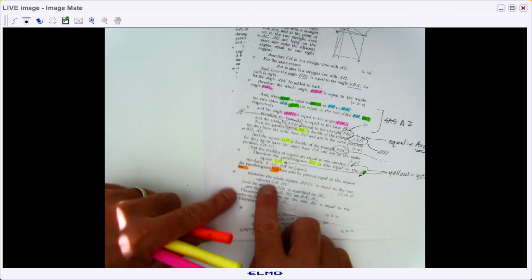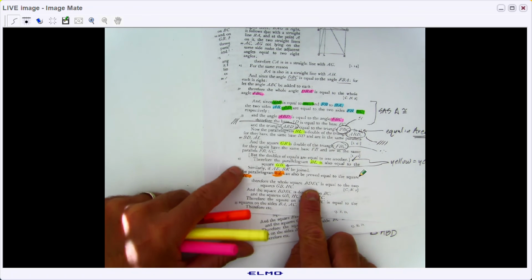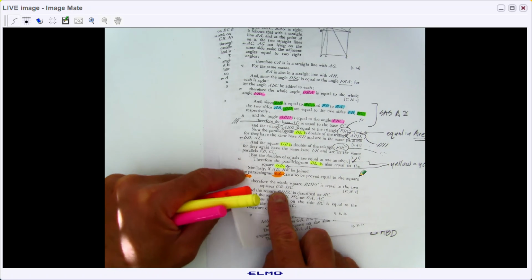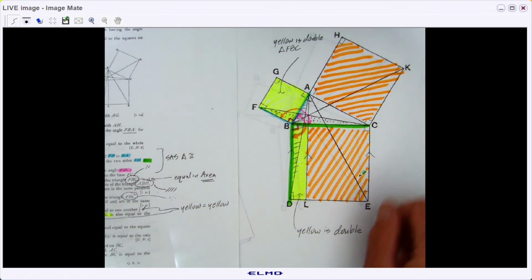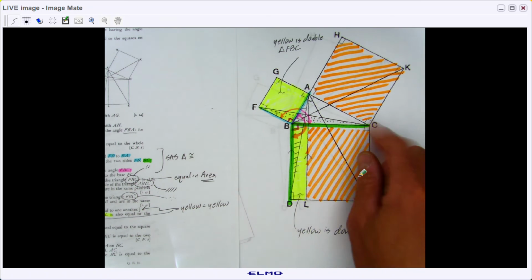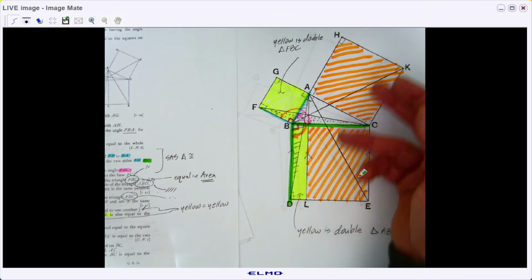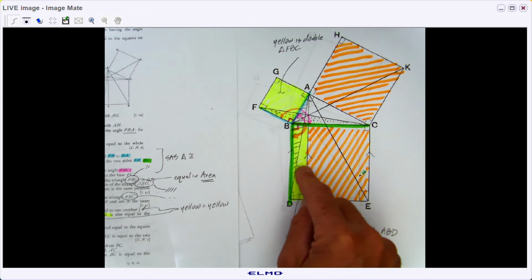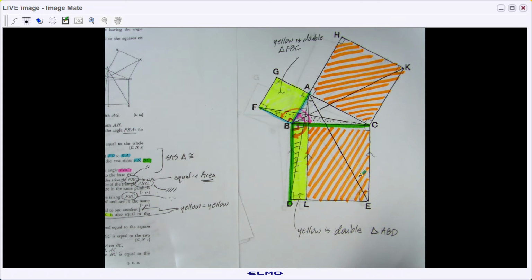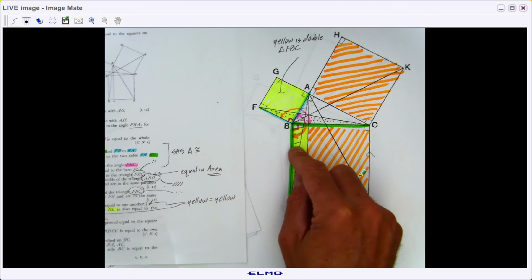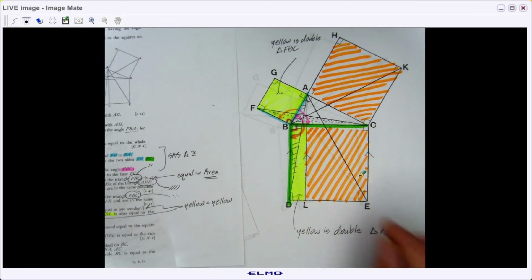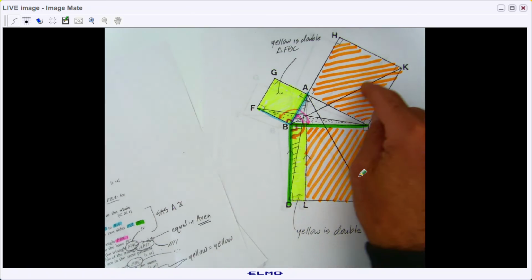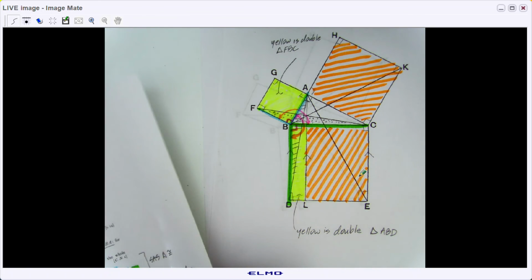So he says in the very end, therefore the whole square BDEC is equal to the two squares GB and HC. So the whole square BDEC has to be the sum of these two, and you can just see it in the area. The yellow is equal to this yellow, and the orange is equal to this orange. And so literally this area plus this area have to equal these two areas. And what we've really shown is that the square drawn on the hypotenuse is equal to the sum of the two squares drawn on the legs.